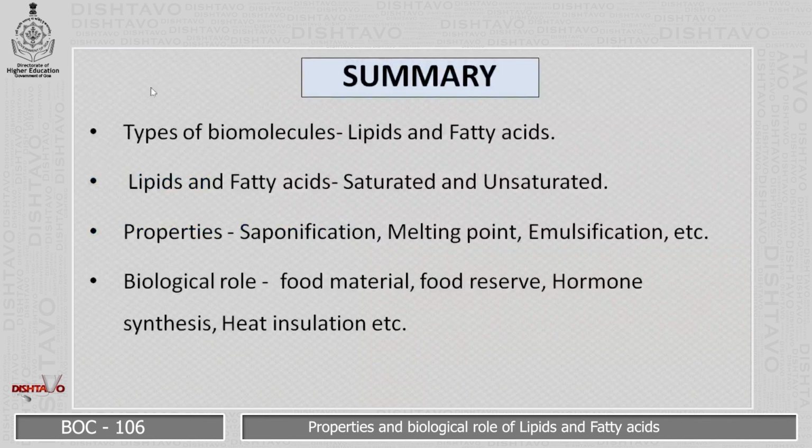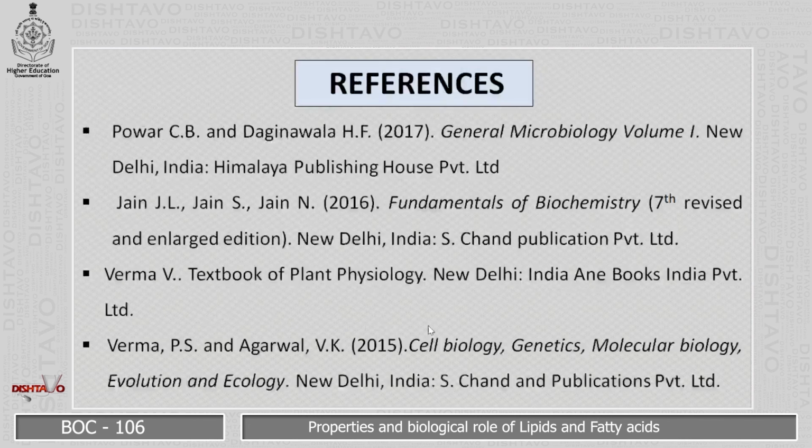Summary. In this module, we have learnt about different types of biomolecules. We have listed carbohydrates, proteins, lipids, fatty acids. In detail, we have discussed lipids and fatty acids. We have seen the types, that is saturated and unsaturated. Properties we have seen: saponification, melting point, emulsification, etc. Biological role: food material, food reserve, hormone synthesis, heat insulation, etc.